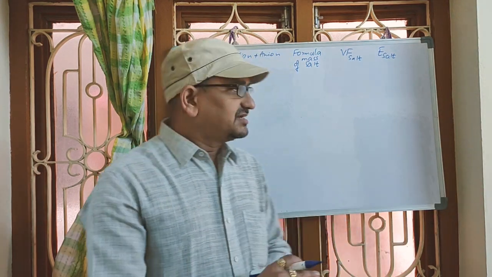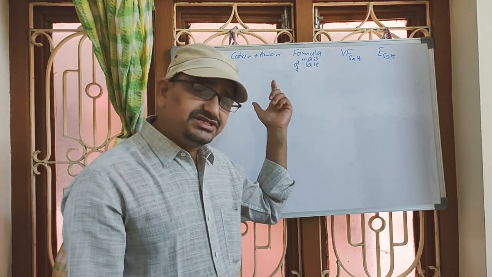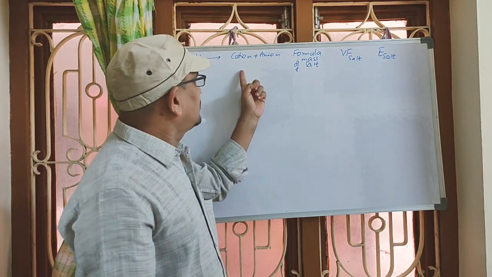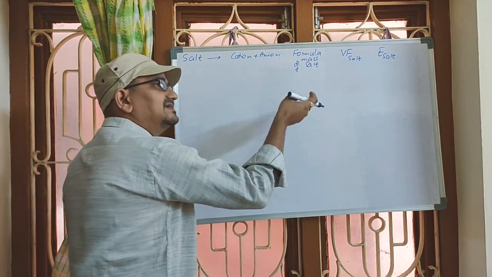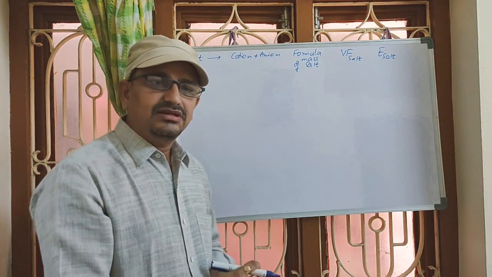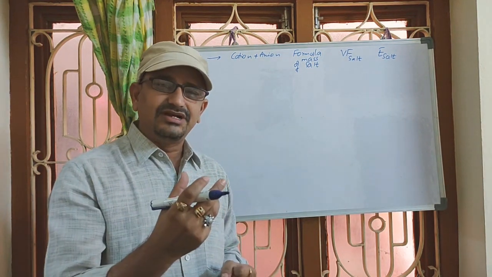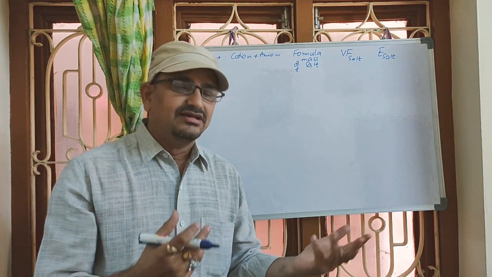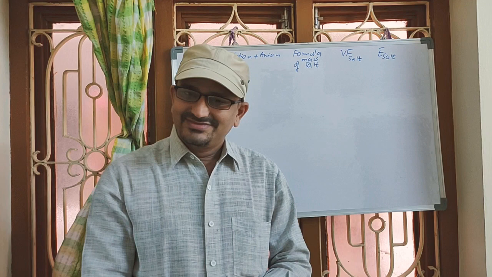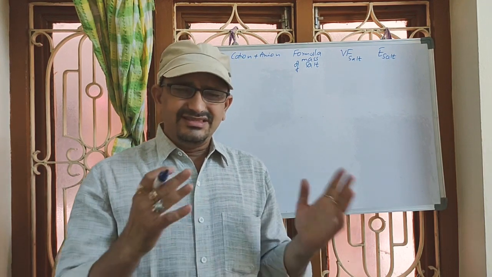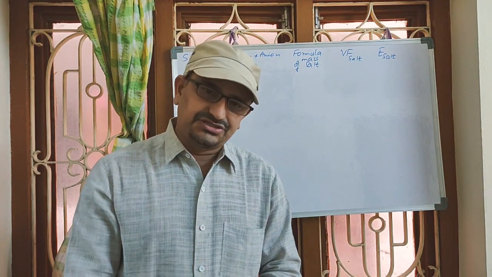Understood? But in case of salts, they have a crystalline structure. Crystalline structure means every cation will be surrounded by several anions, and every anion will be surrounded by several cations. For example, in rock salt, the sodium chloride structure, every Na+ is surrounded by 6 chloride anions, and every chloride ion is surrounded by 6 sodium cations. That is called the coordination number. In that way, they have a 3-dimensional crystalline structure.